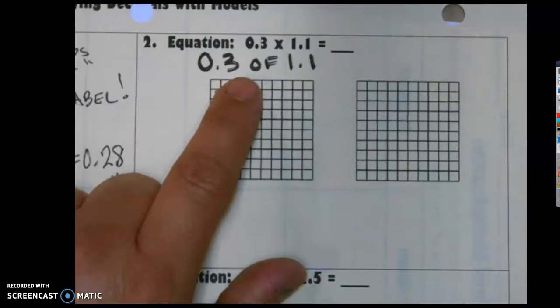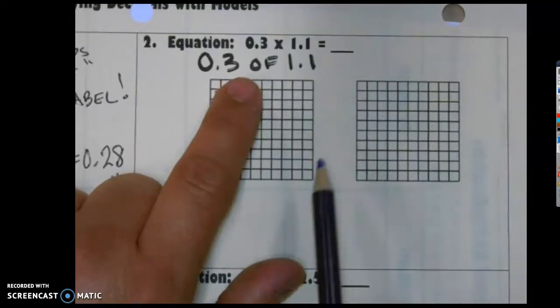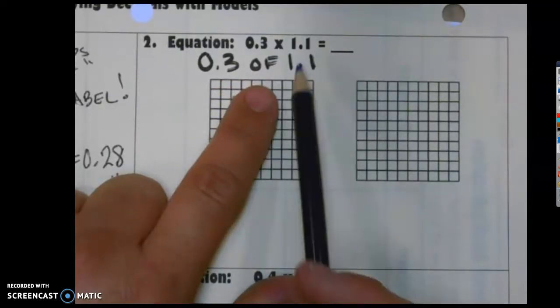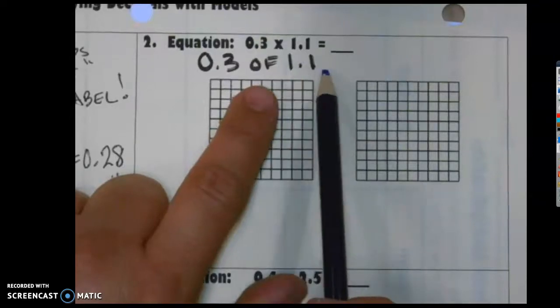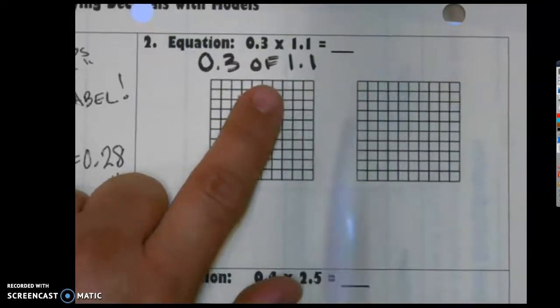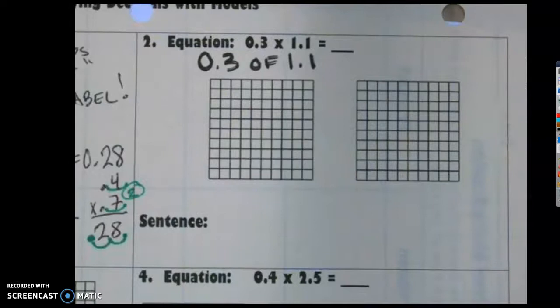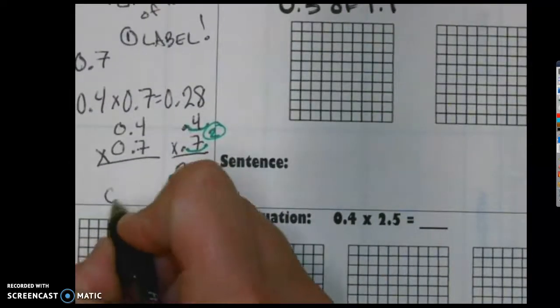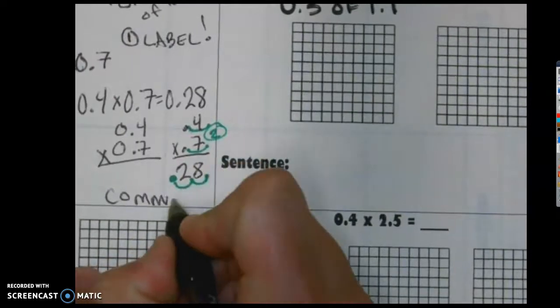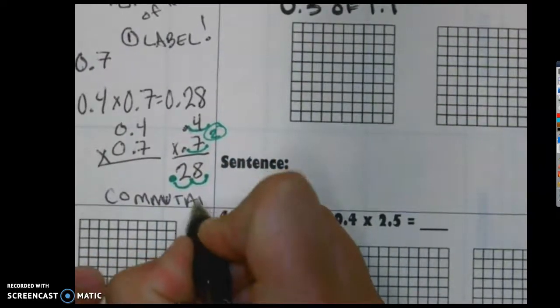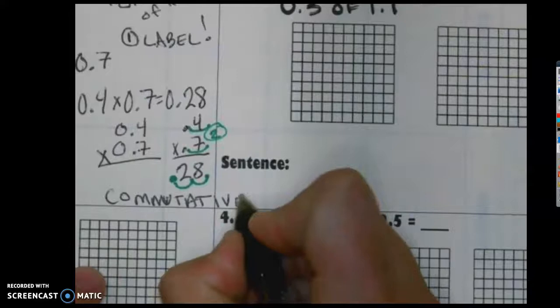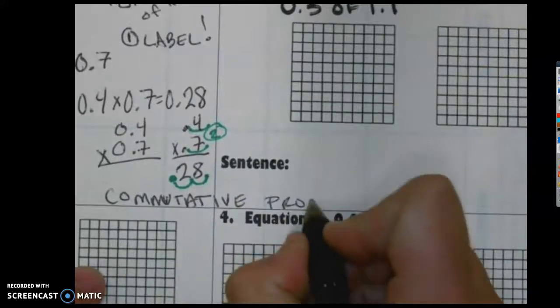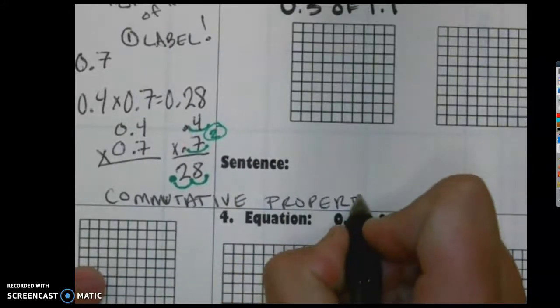Again, we're going to take our two colors. All right, so let's raise our two colors. And this time we're going to do the 1 1/10 first. Because remember, with multiplication, we have the commutative property, which says it does not matter the order that I multiply, I'm going to get the same product.